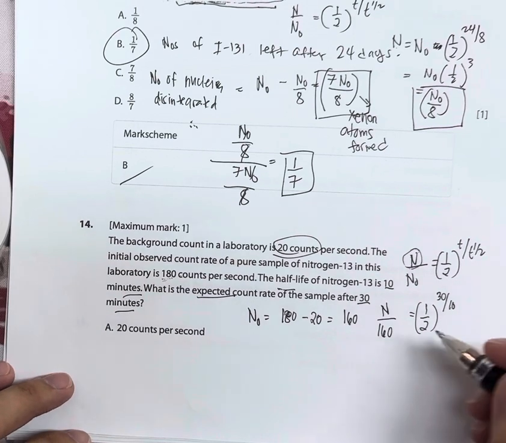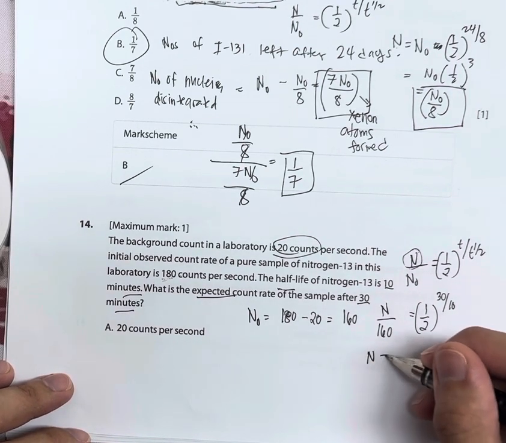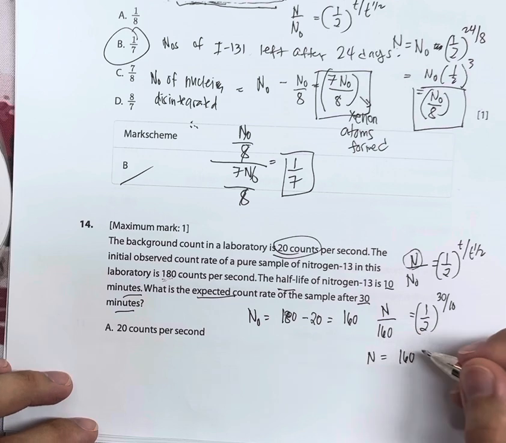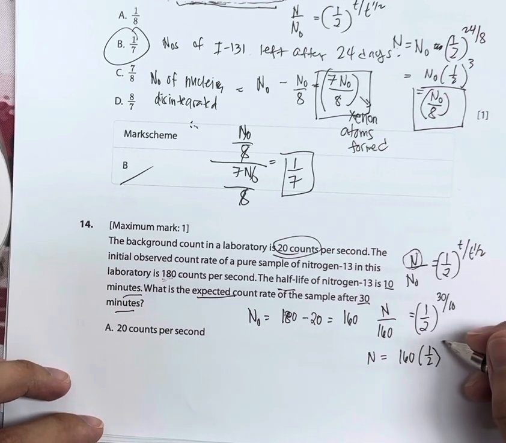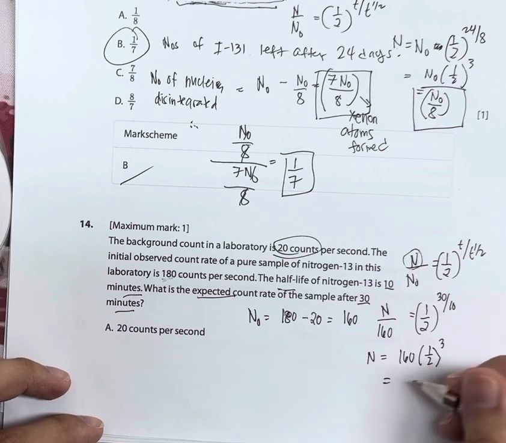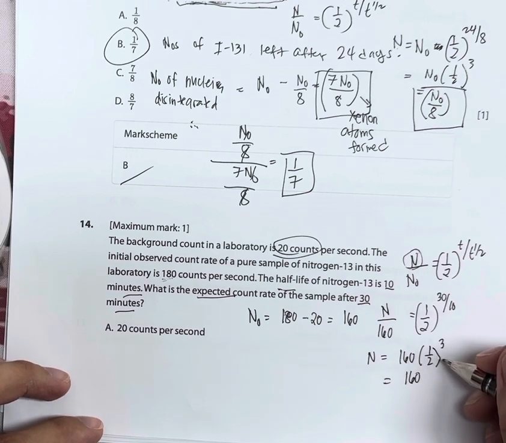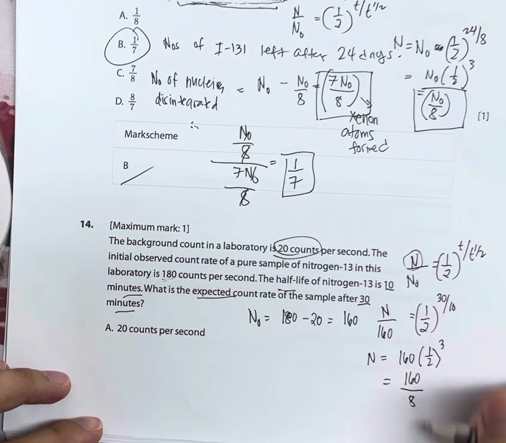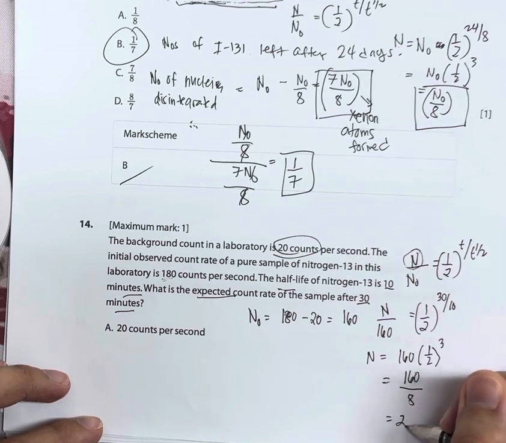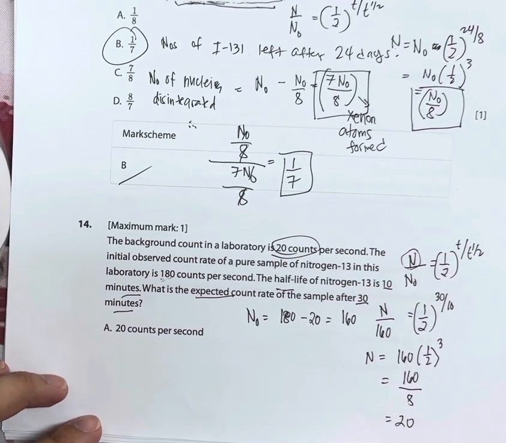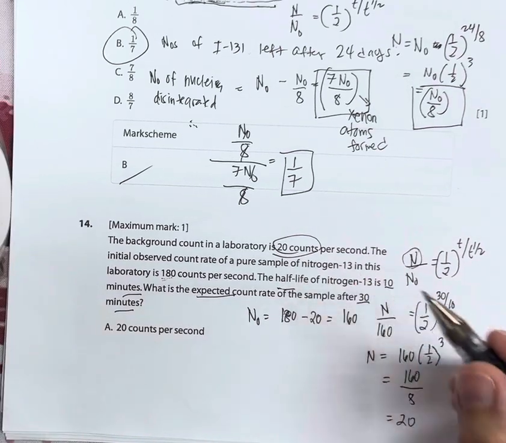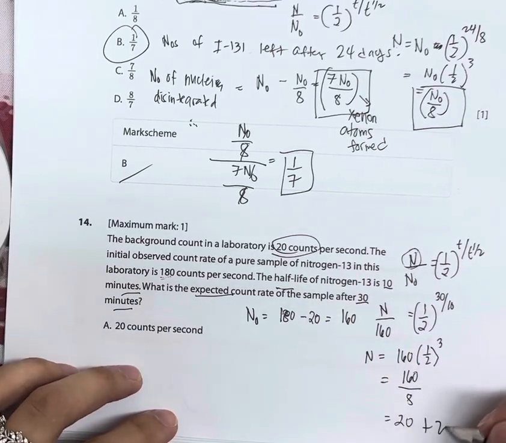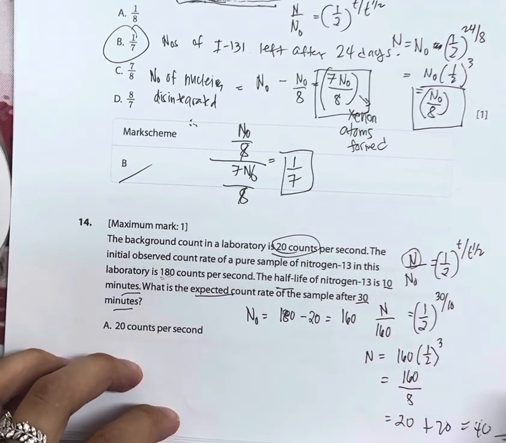All right, and then just manipulate the equation. So this is going to be 160, moved to the other side, and this is 1/2 raised to 3, which is the same as 160 times 1 over 8, or divided by 8, and this will give me an answer of 20. So it is tempting to choose letter A immediately. However, because we have a count rate, we need to add 20, which will give me 40 as my final answer.